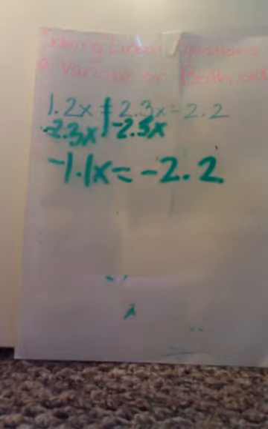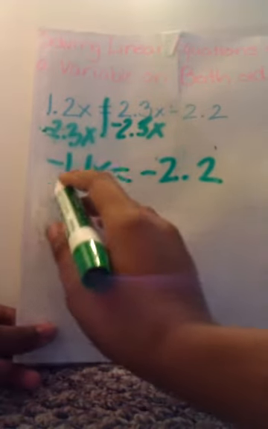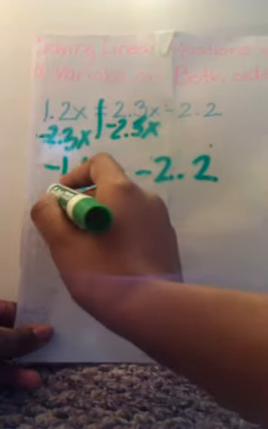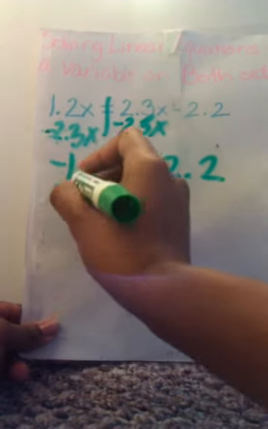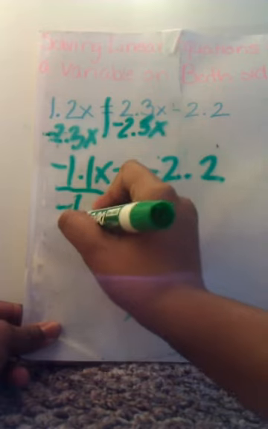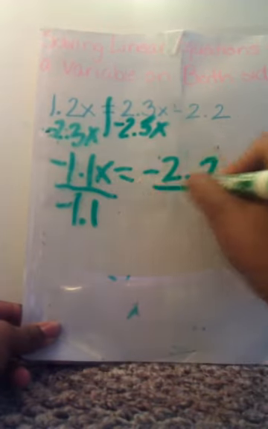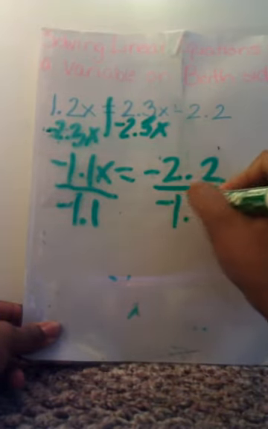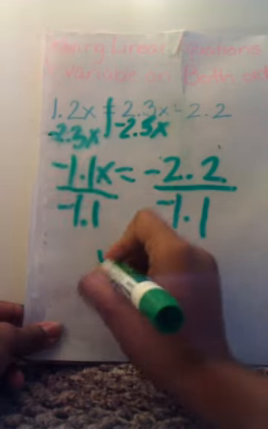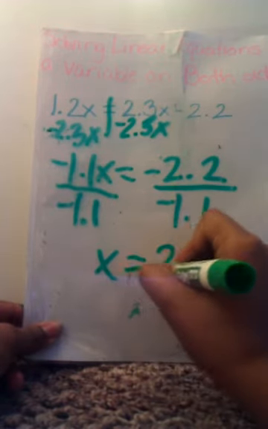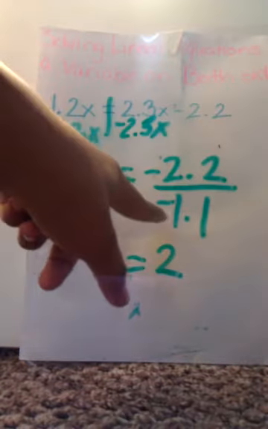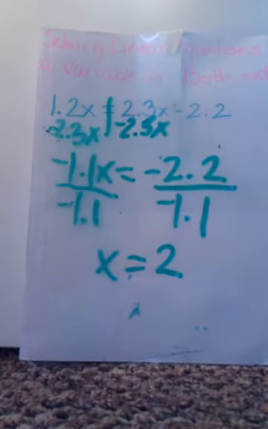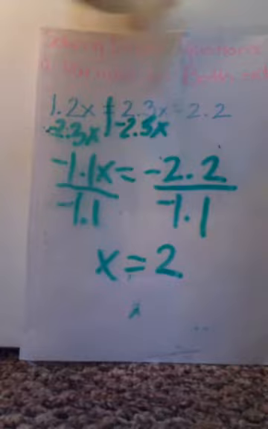Okay, so now we divide, because dividing is the opposite of multiplying, and that's what negative 1.1 is doing to x. So we divide both sides of the equation by negative 1.1, and then we're left with x equals 2, because negative 2.2 divided by negative 1.1 equals 2. And that is our solution. If you need to see the steps, here they are.